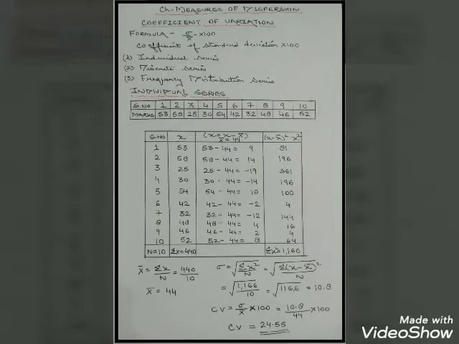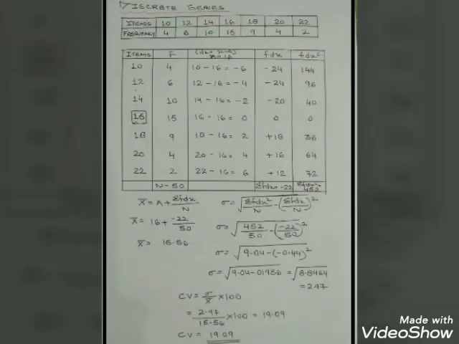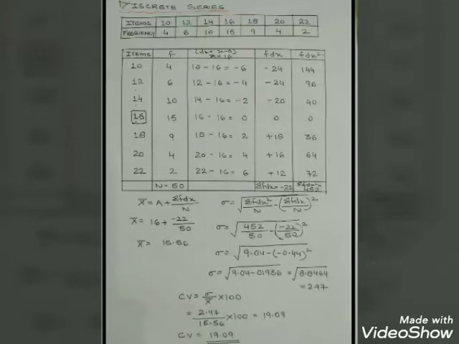Now if you have to calculate coefficient of variation by discrete series, let's see how we can calculate. Again, there's data which has been given, that is of items and frequency. The items given are 10, 12, 14, 16, 18, 20 and 22, and the frequency is 4, 6, 10, 15, 9, 4 and 2.